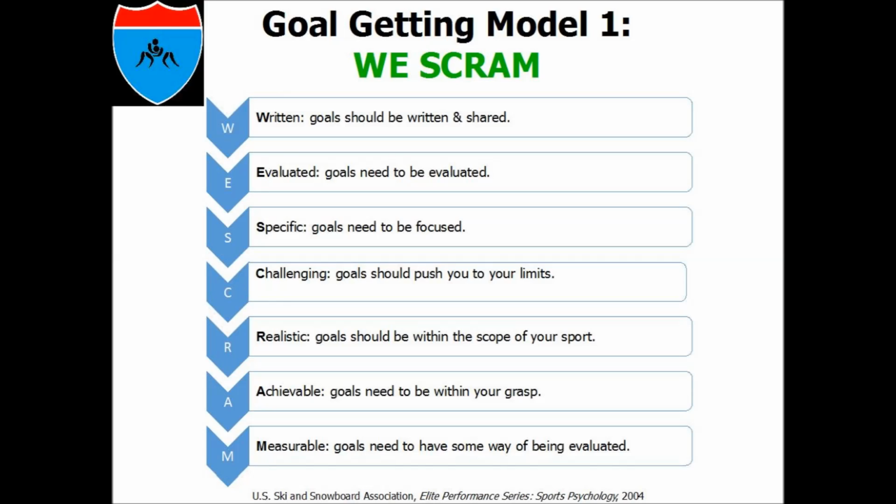We scram. The reason why it's written in that form is so athletes can put their goals through that process. Do they meet all of these requirements? And if they do, it's probably a good goal. If your goals do not meet all those requirements, and some of them may not, you want to try to get as close to meeting all of those requirements as possible. So we scram is goal-getting model number 1.